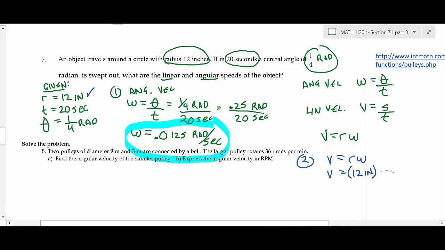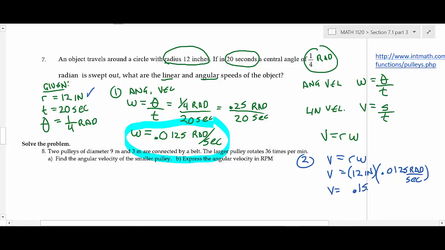Okay, the angular velocity we figured out was 0.0125 radians per second. Then I'm just going to get my calculator out. I want to talk a little bit about the units on this. If I do 12 times 0.0125, I'm getting 0.15.